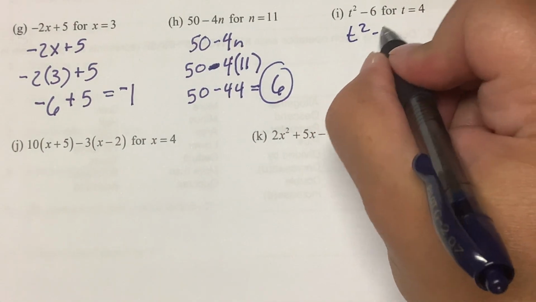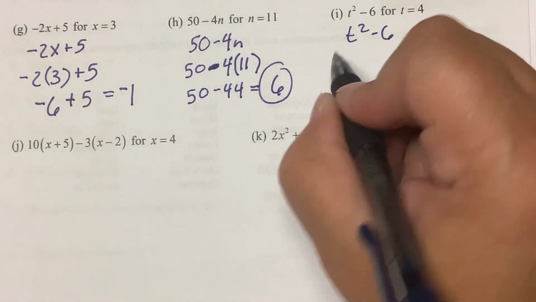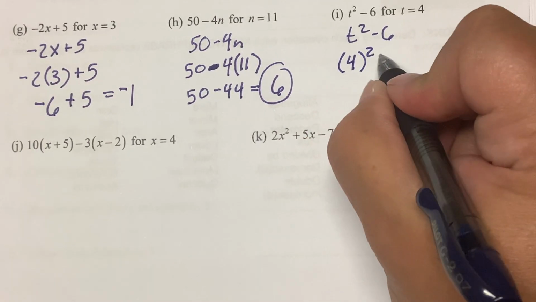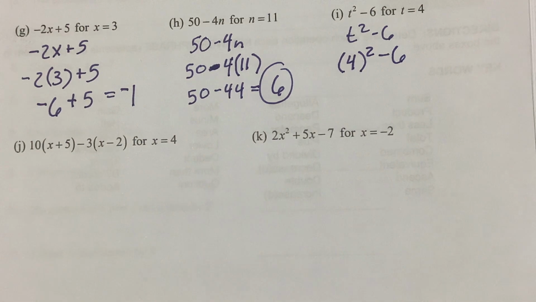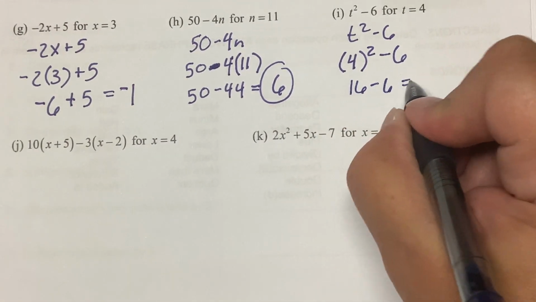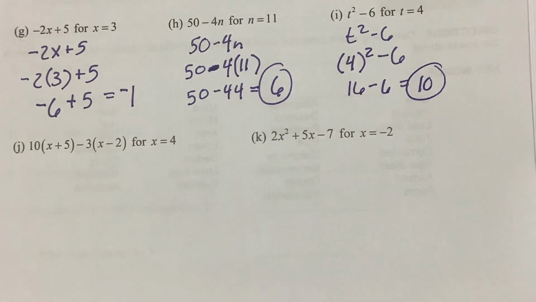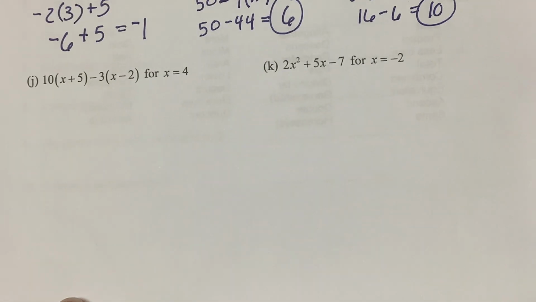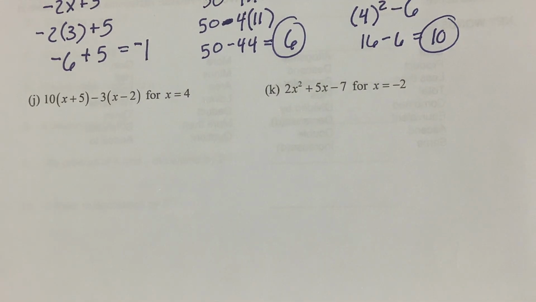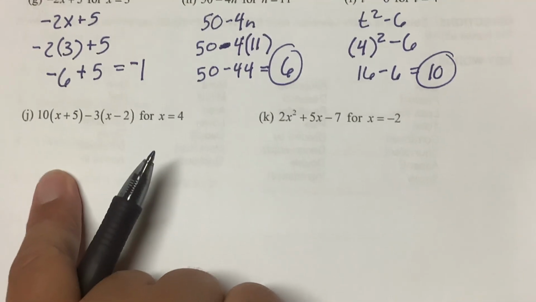T squared minus 6. T is 4, so in parentheses 4. So remember, multiplication goes in parentheses. Minus 6. 4 squared is 16. Minus 6. My answer is 10. All right. Oh, look down here at all of what's going on. That's a lot of order of operations, huh?